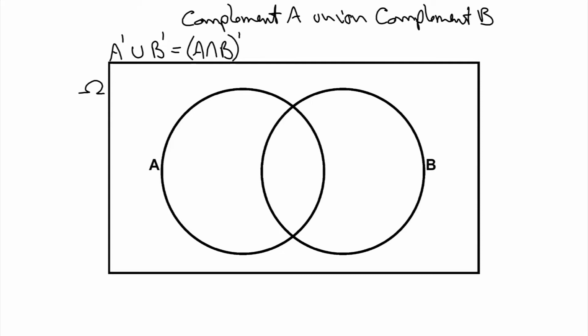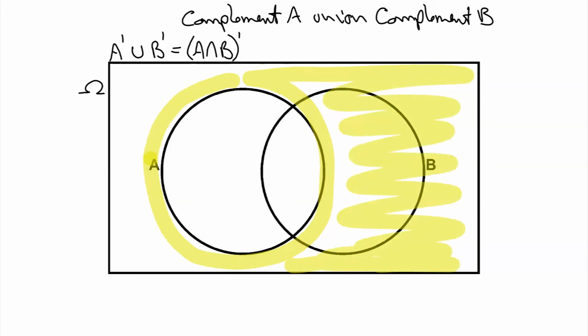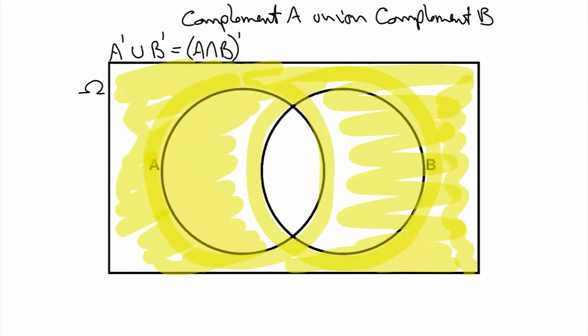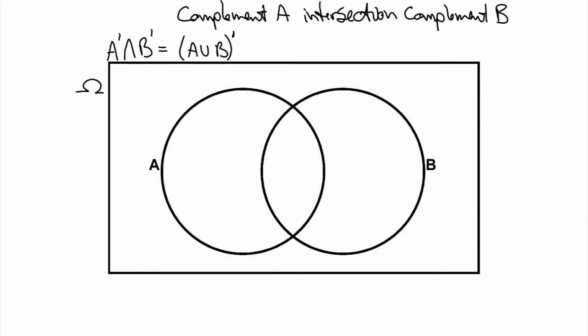Let's see how that works out. So the complement of A is everything that's outside of A. Then the complement of B is everything that's outside of B. So the only place that is excluded is that white space in the middle. Finally, the complement of A intersecting with the complement of B. So that's everything that's outside of A, but is also outside of B.